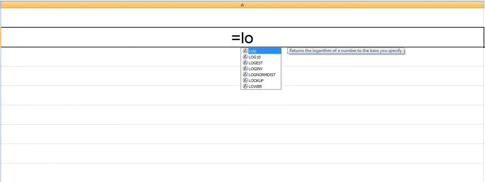With Excel spreadsheet, since we'll be using a formula, we start by typing the equal sign and type LO. Several formulas will appear. Just click this log 10. Then complete the formula by typing 50, which is the number of observations. Then close parenthesis. Press enter to get this figure.